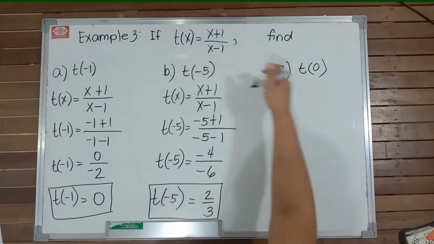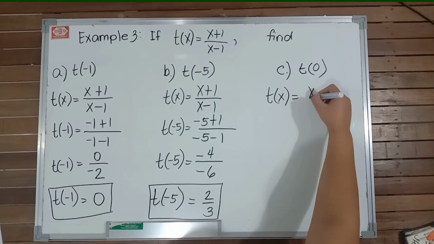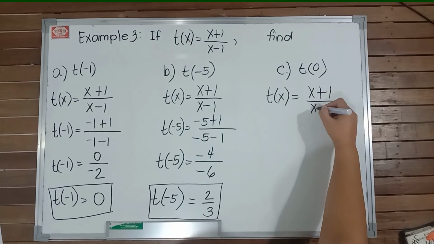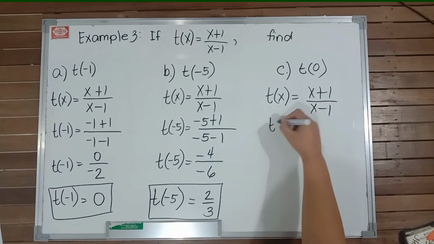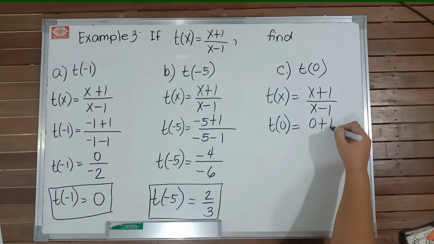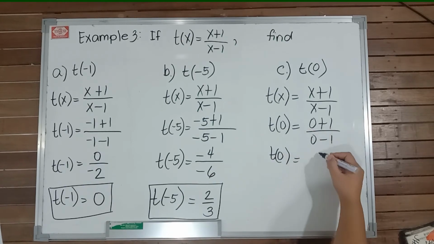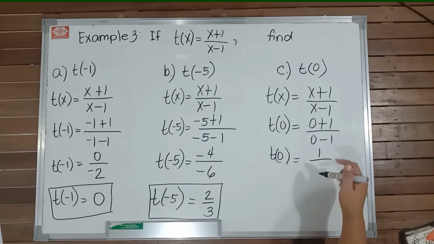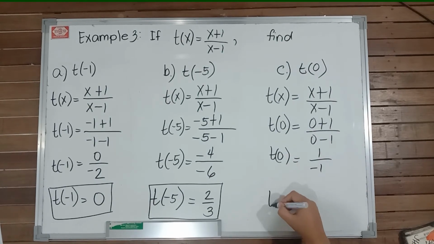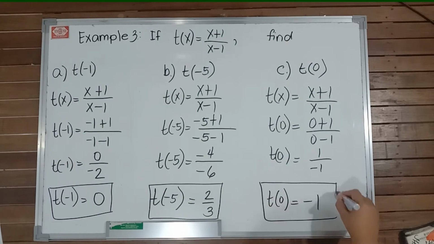Next, t of 0. So rewrite the function t of x is equal to x plus 1 over x minus 1. In place of x, we will write 0. T of 0 is equal to 0 plus 1 over 0 minus 1. T of 0 is equal to 0 plus 1 is 1 over 0 minus 1 is negative 1. T of 0 is equal to negative 1. Positive 1 divided by negative 1 is negative 1.